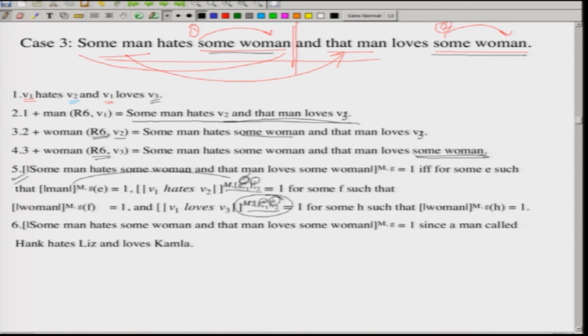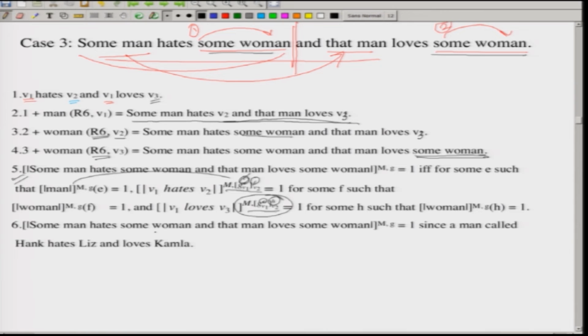So, that is why it reads once again, some man hates some woman and that man loves some woman. So, these are 2 different some woman. M G is 1 if and only if for some E such that E is a man, V1 hates V2 with respect to M, G E V1 F V2 is 1 for some F such that F is a woman, and V1 loves V3 with respect to M and G, E V1 and H V2 is 1 for some H such that H is a woman.